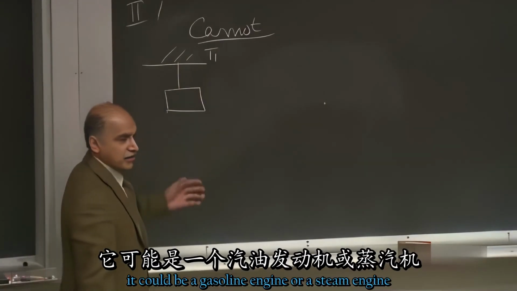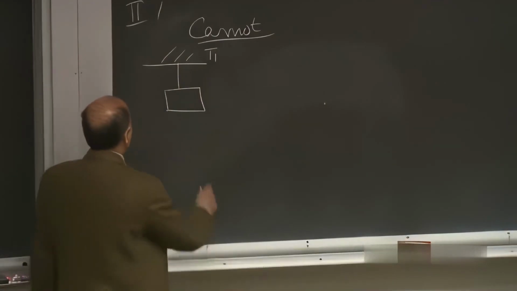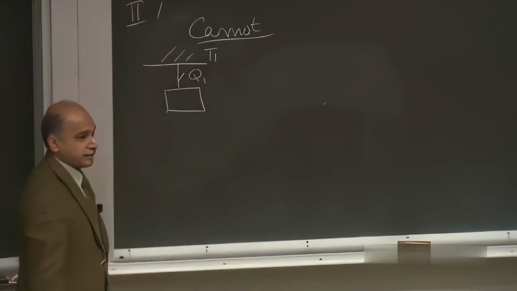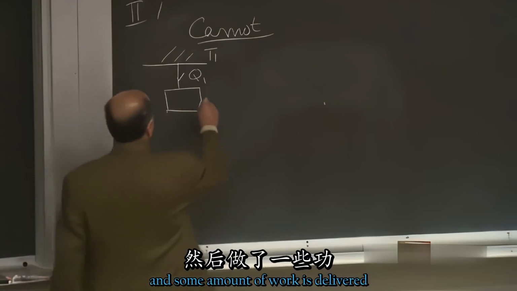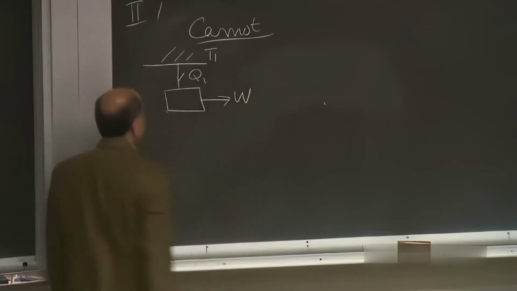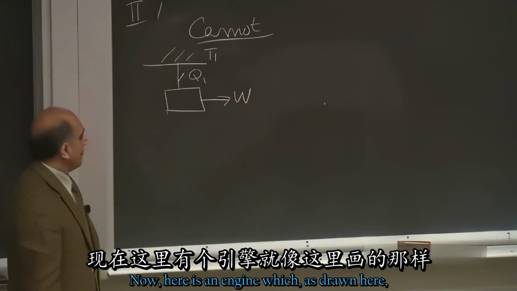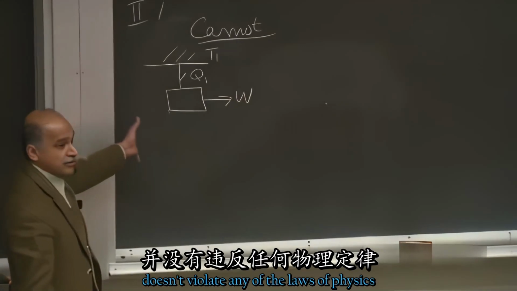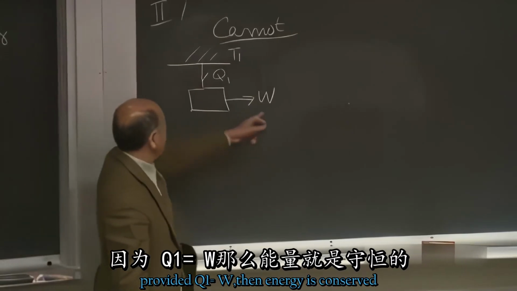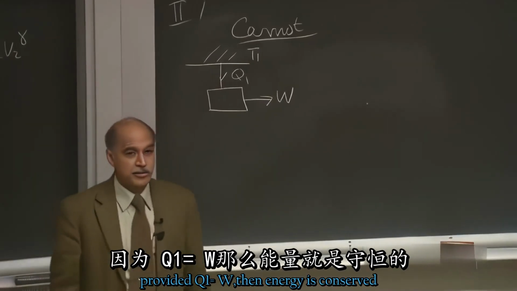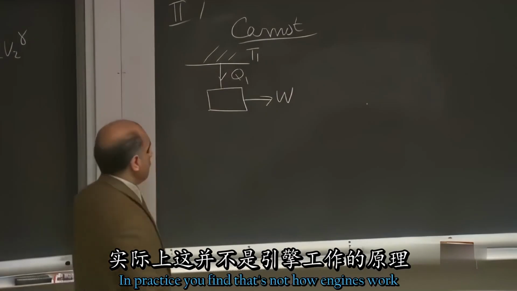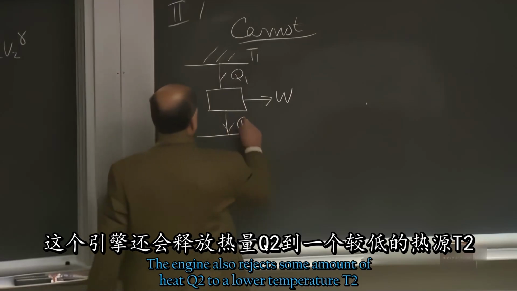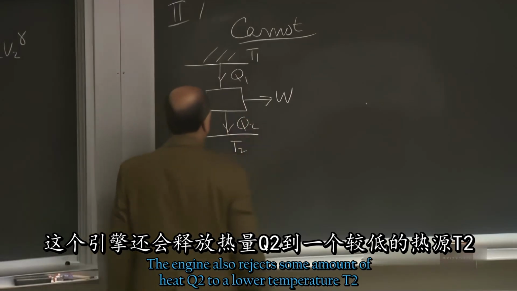Here's my engine. It's got some substance inside. It could be a gasoline engine or a steam engine. We don't care what happens. Some amount of heat, Q1, is taken from a hot reservoir, and some amount of work is delivered. Now, here is an engine which, as drawn here, doesn't violate any of the laws of physics, provided Q1 is equal to W, then energy is conserved. In practice, you find that's not how engines work. The engine also rejects some amount of heat Q2 to a lower temperature T2.